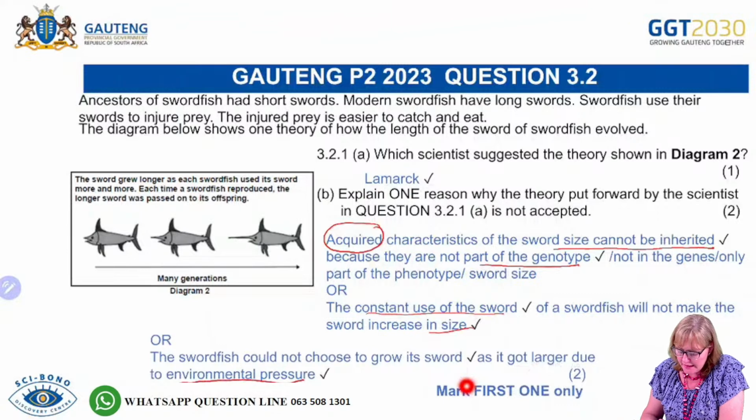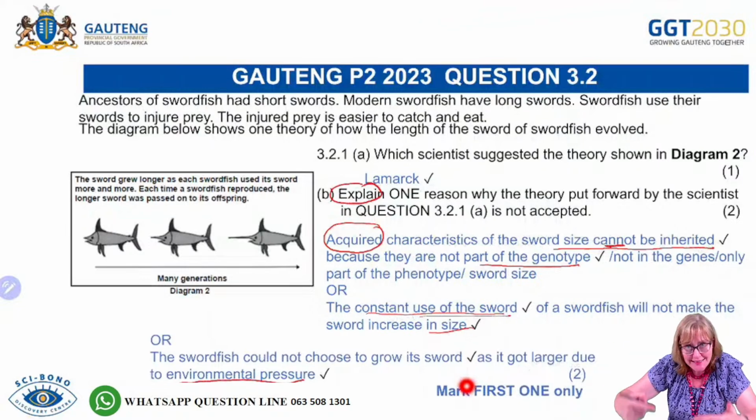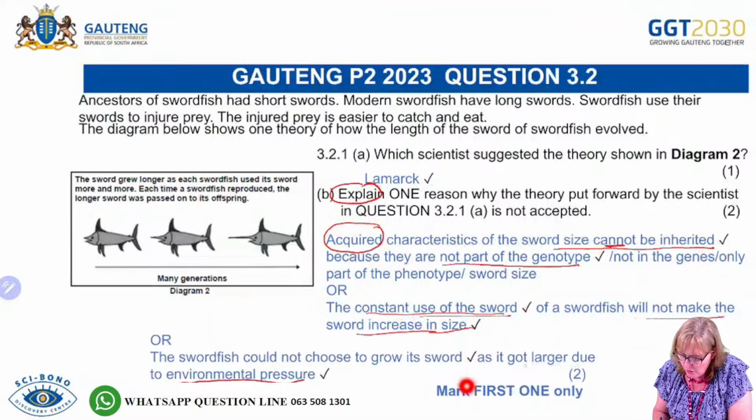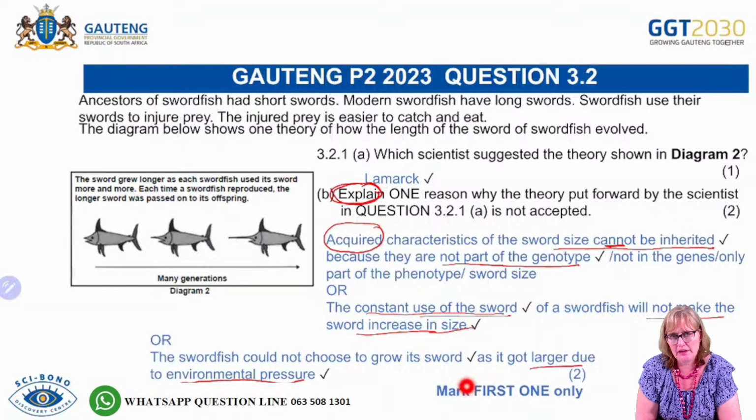Can you see that they accepted three facts? Because it's "explain", you had to say the cause. So it cannot be inherited, that's the law. Or constant use of the sword, that's the law of use and disuse. Apply it to this scenario, the swordfish. And then secondly, you have to explain why, how. Because it's not part of the genotype, it will not make the sword increase in size, or it got larger due to environmental pressure. Can you see there must be a second part when they ask "explain"? So there were three possible explanations for this question, and you only needed two.